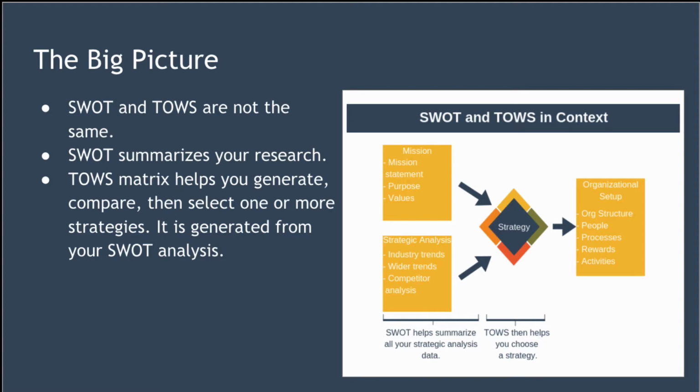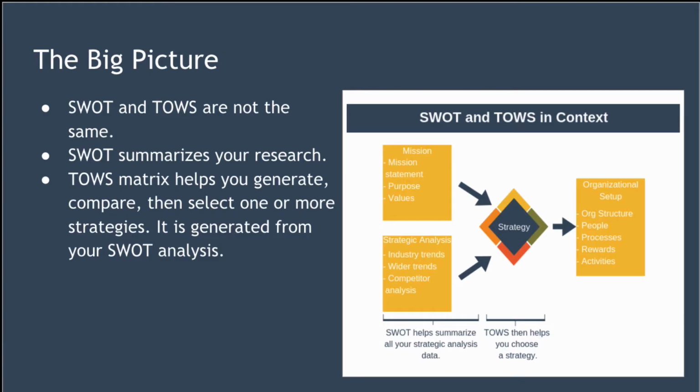And the diagram here shows a typical strategic planning process. Now, as inputs to creating your strategy, you have to first set your mission, your purpose, and your values. Now, these are essentially your guiding principles or your North Star that's going to guide you. And the second thing you need to do is you need to collect research. So, for example, you might investigate industry trends, you might talk to your customers, and you might analyze your competitors.